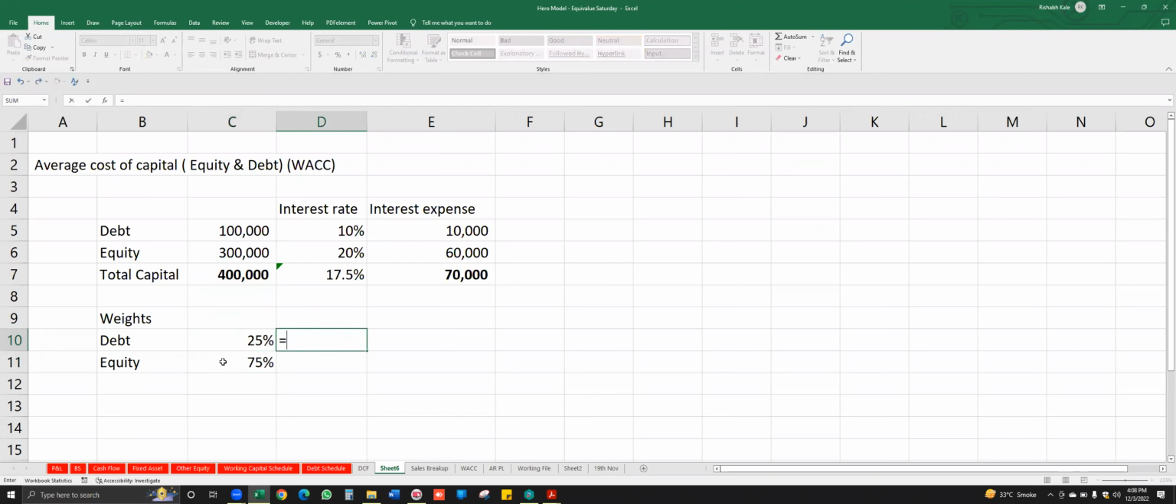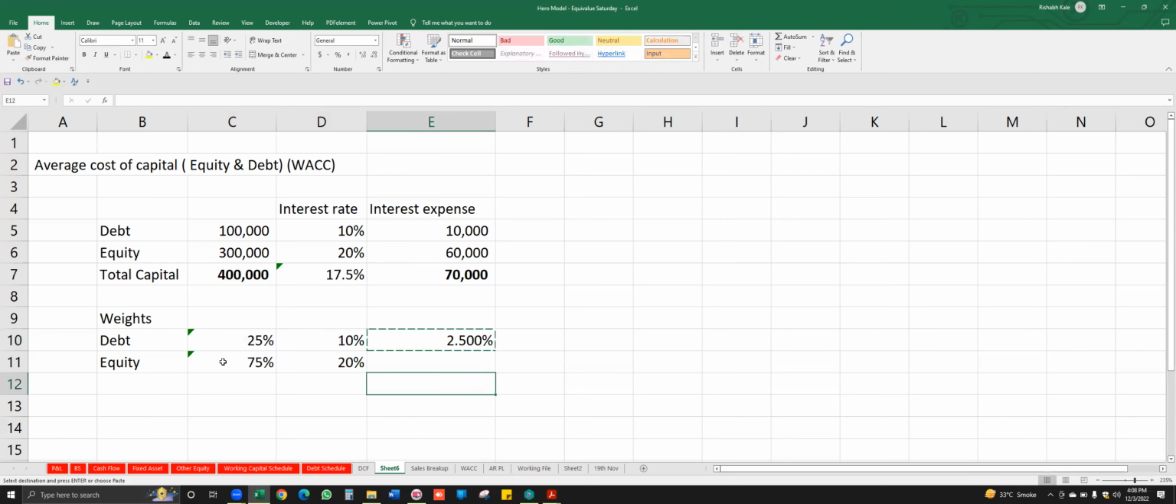What is your cost? Cost of debt is 10%. Cost of equity is 20%. And here you just have to multiply this: cost of debt with weight of debt. Just multiply this into this, and again 75% into 20%. What answer did you get?